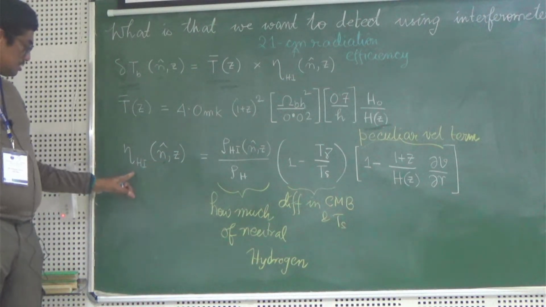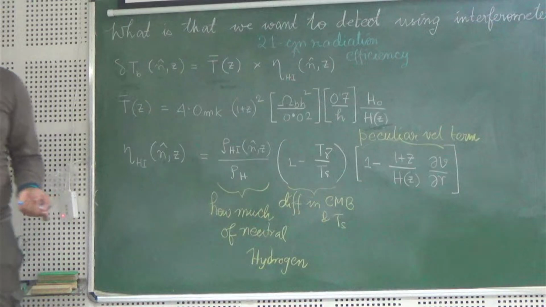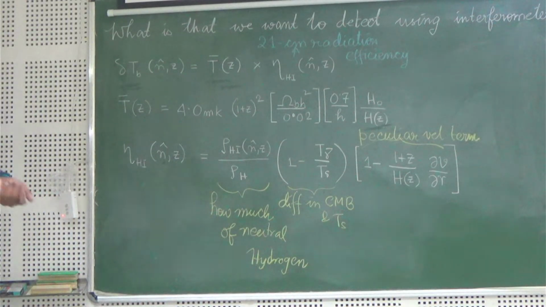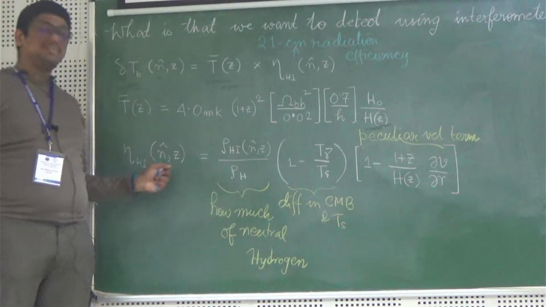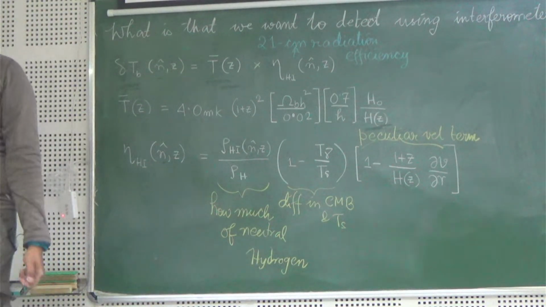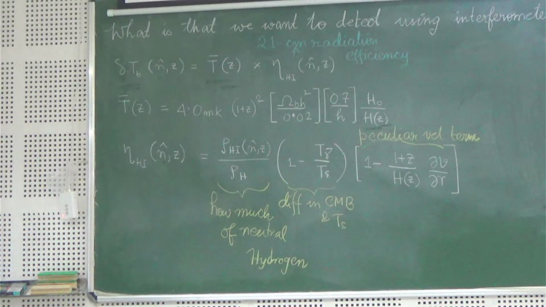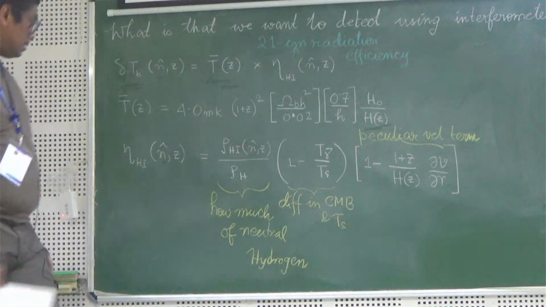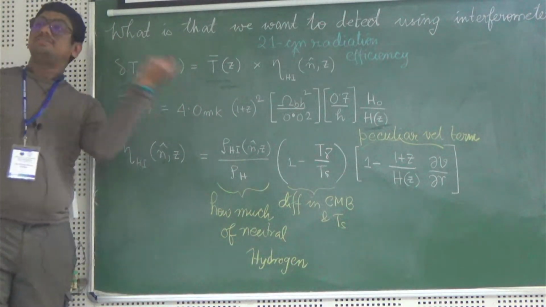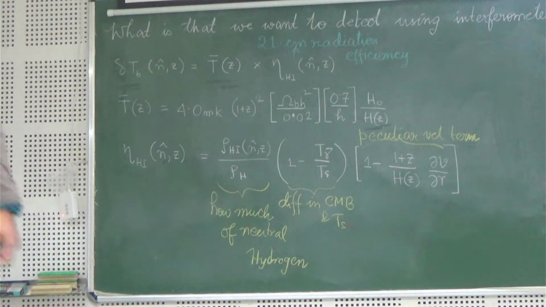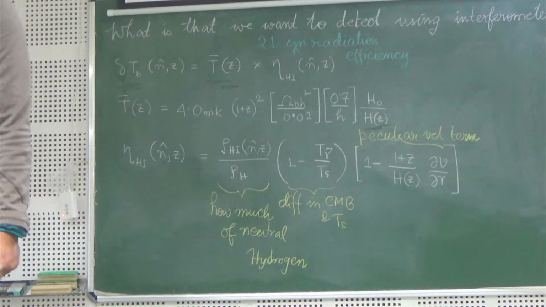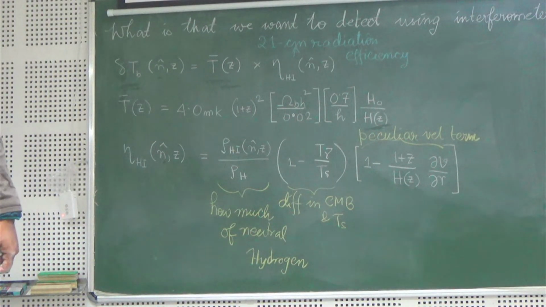Now, the experiments that Saurabh is going to talk to you about looked at the global signal. The global signal is where you think it doesn't change with direction in the sky. Average over the sky. What we will be interested in is to look at these changes in different directions in the sky. There is a good reason for that. The global signal is more difficult to detect, but part of it may be already detected.